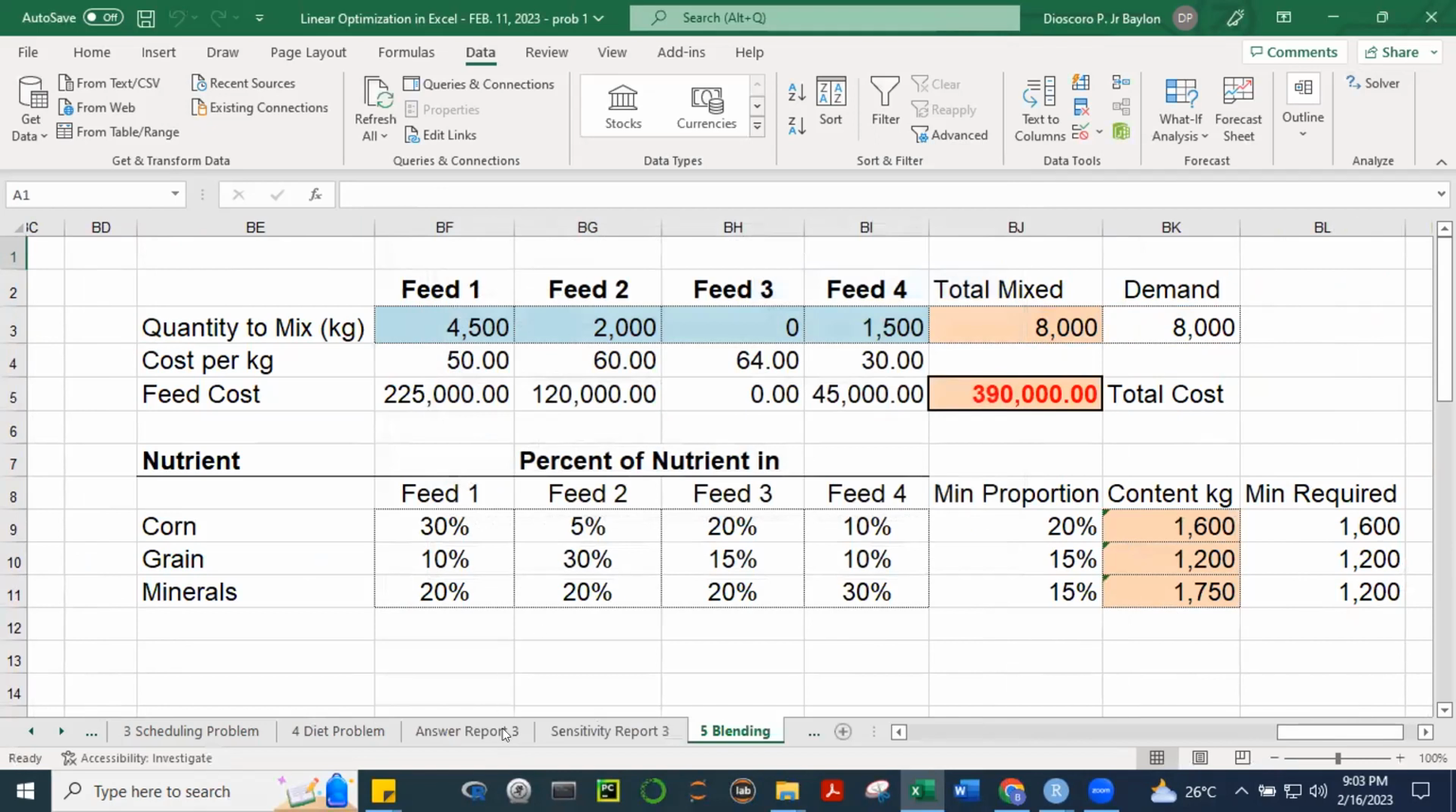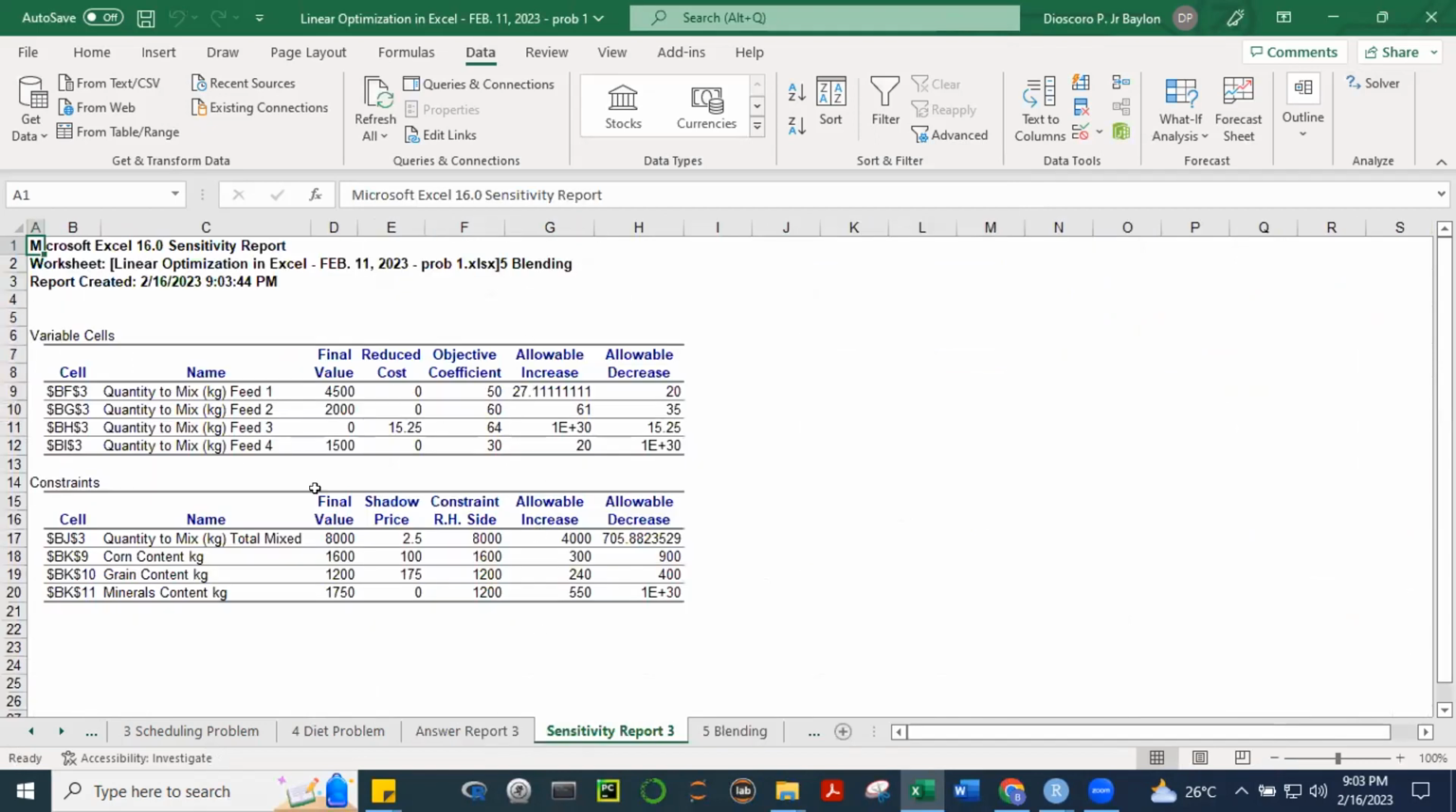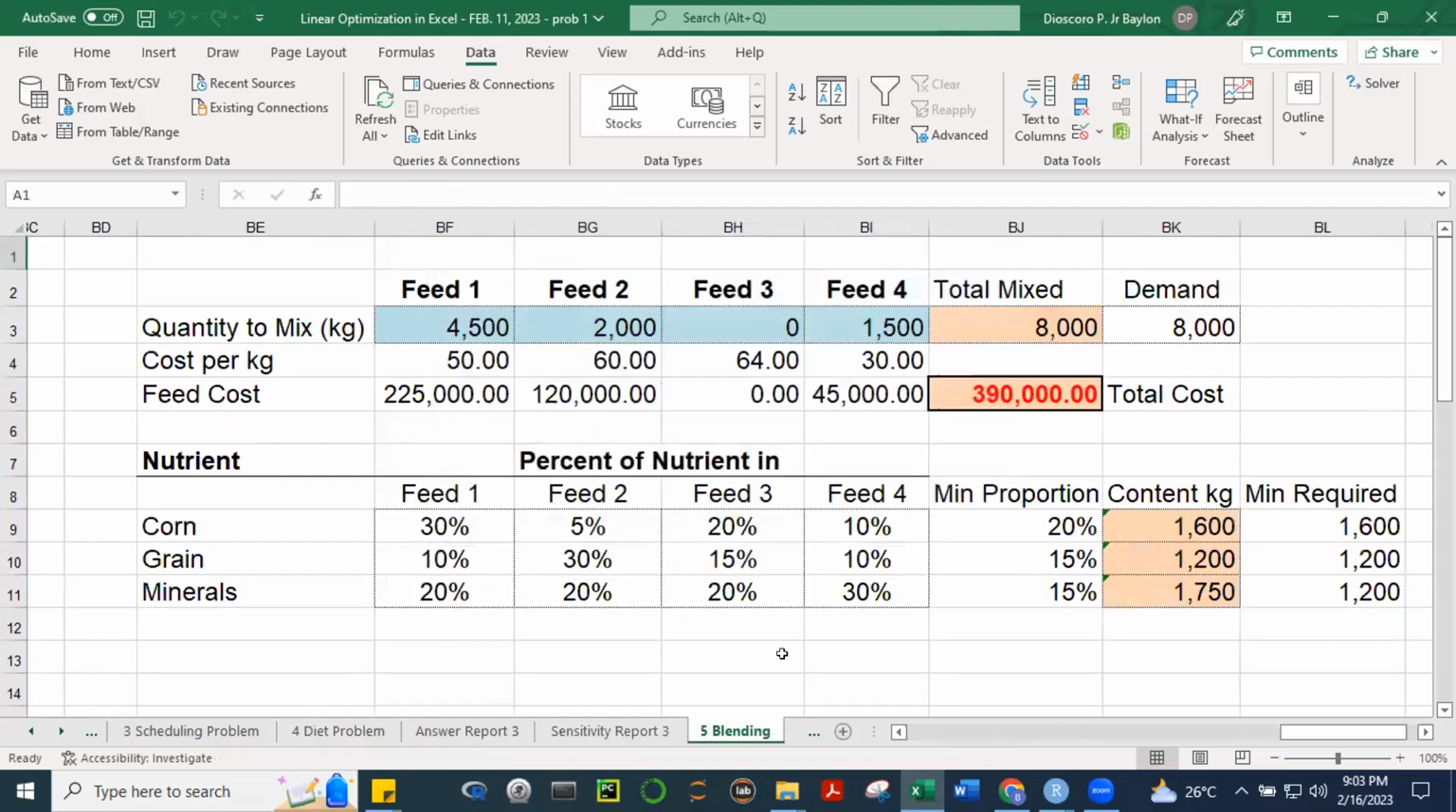And then again, it's important to understand what this is. Always practice in class the meaning of this sensitivity report, especially the reduced cost and the shadow price. Okay, so going back here, our solution is we mix 4,500 kilograms of feed 1, 2,000 kilograms of feed 2, and then 0 kilograms of feed 3, and 4 kilograms of feed 4. All right, so let me copy this. Let me generate a new copy.